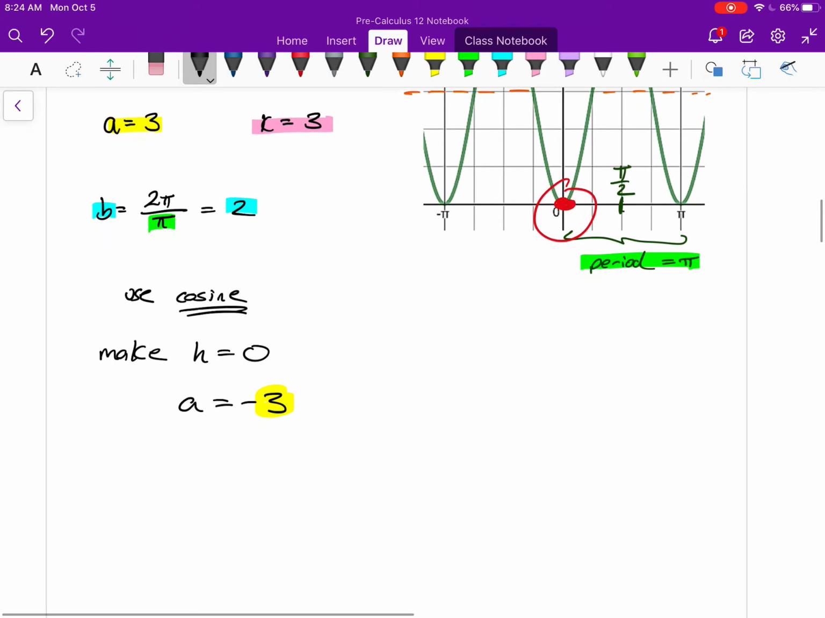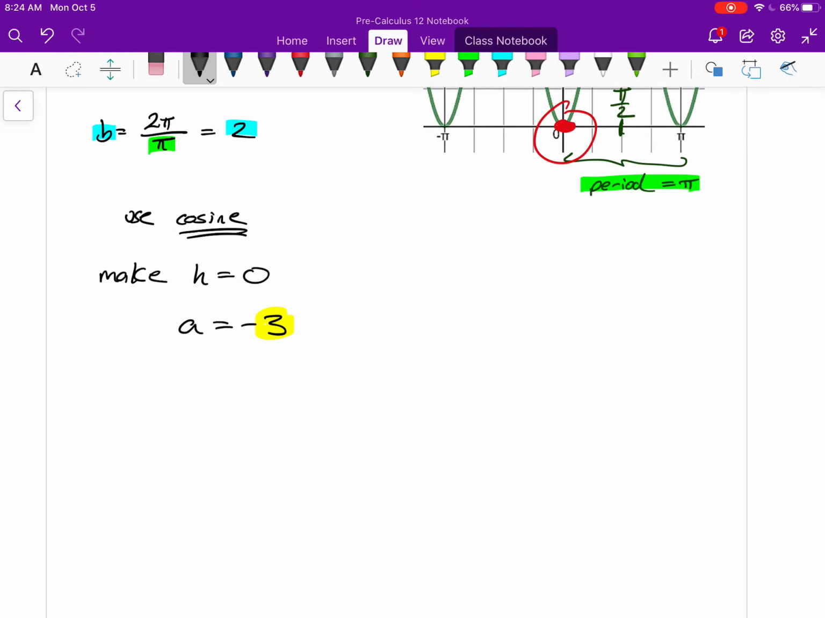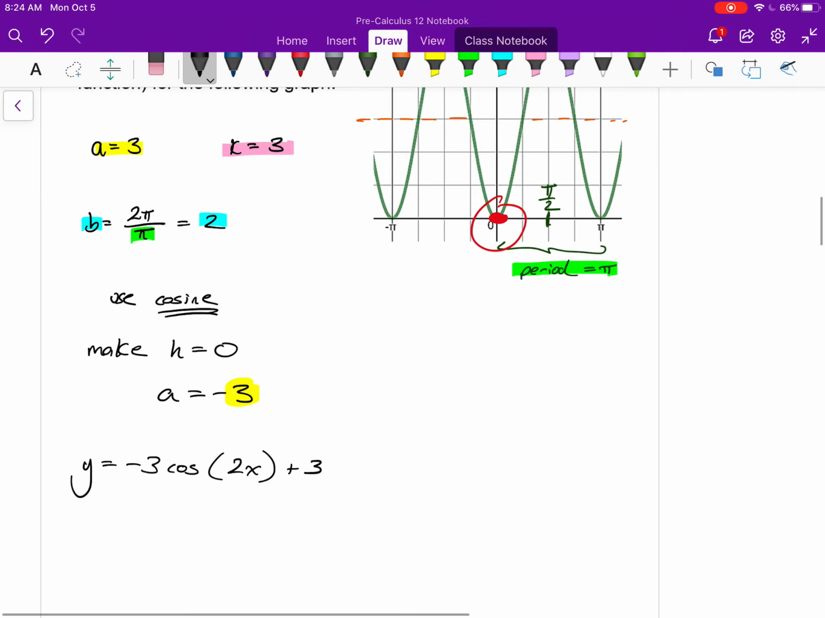And so if I put this all together, since my h is 0, my equation would be y equals negative 3 times the cosine of 2x, all of that plus 3. So the a value, the k value, I could figure out right away. The b value was, I still think, simpler than understanding phase shift, although you do have to remember how period and the b value relate. The hardest part is probably the very last thing I spoke about.